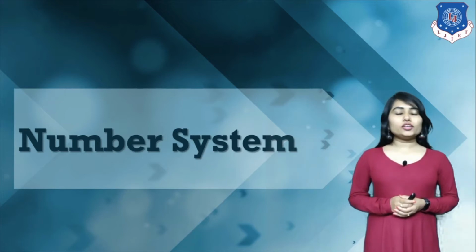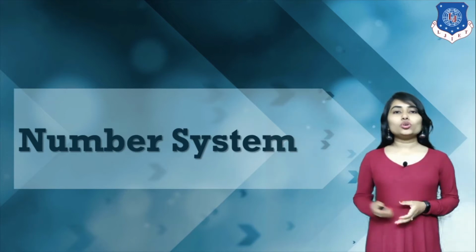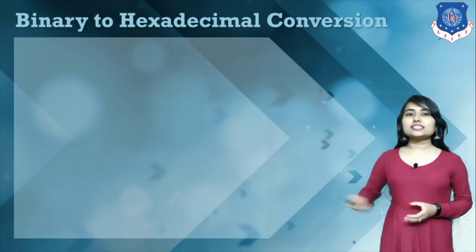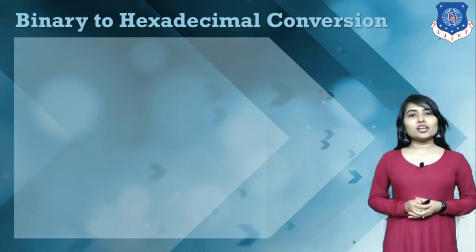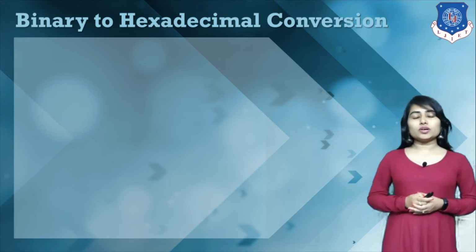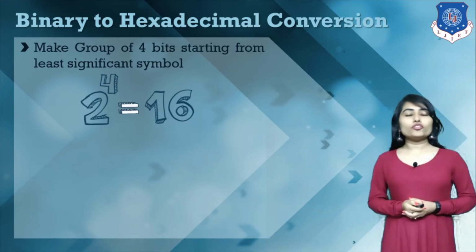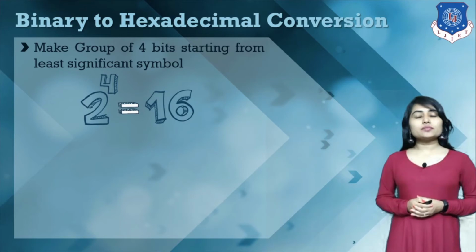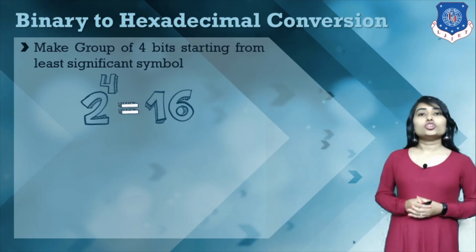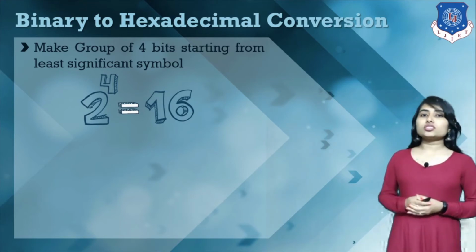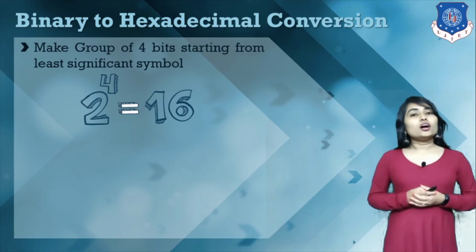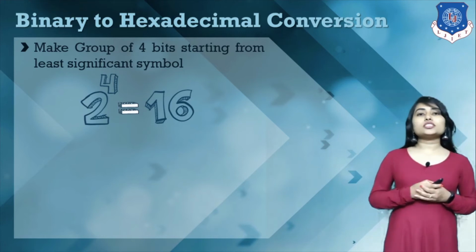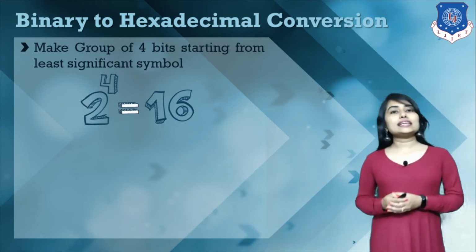So let's start with binary to hexadecimal conversions. Now this binary number can be converted into a hexadecimal number by making groups of 4 bits. As binary has a base of 2 and hexadecimal has a base of 16, 2 raised to 4 is equal to 16. So by making groups of 4 bits of a binary, we can convert this binary number into a hexadecimal number.